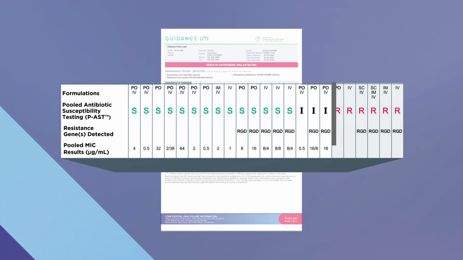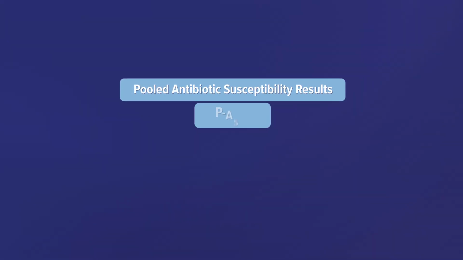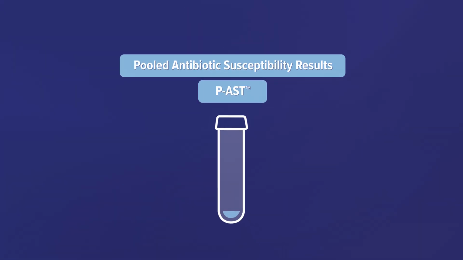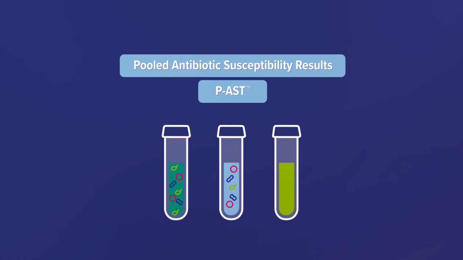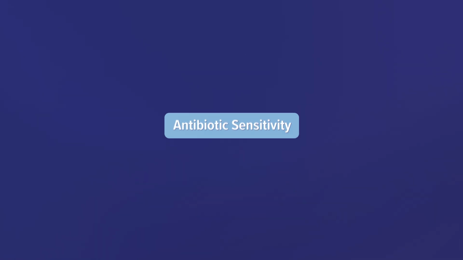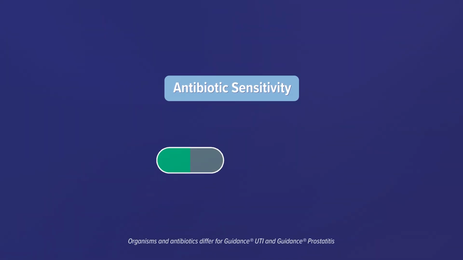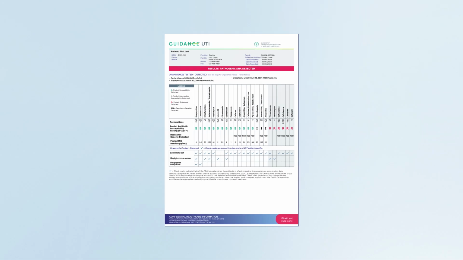By testing against the pool instead of against each organism individually, PAST accounts for the interactions between bacteria and polymicrobial infections, which occur over 50% of the time in UTIs and can change susceptibility of antibiotics. This change can increase or decrease antibiotic sensitivity depending on which organisms are present. Standard urine culture evaluates susceptibility of each organism independently and therefore does not account for these changes.